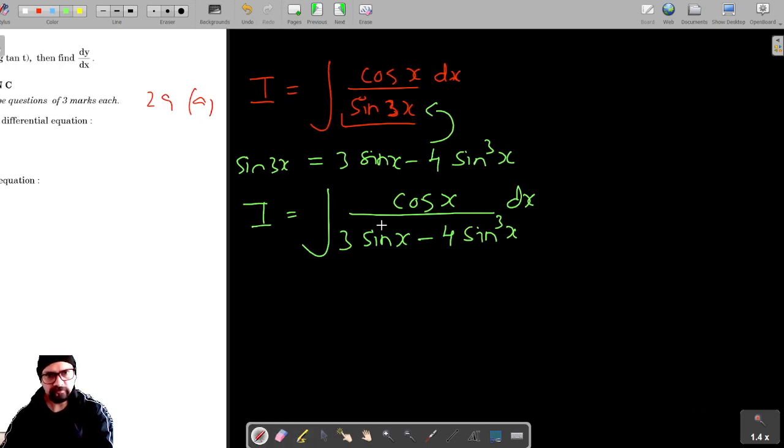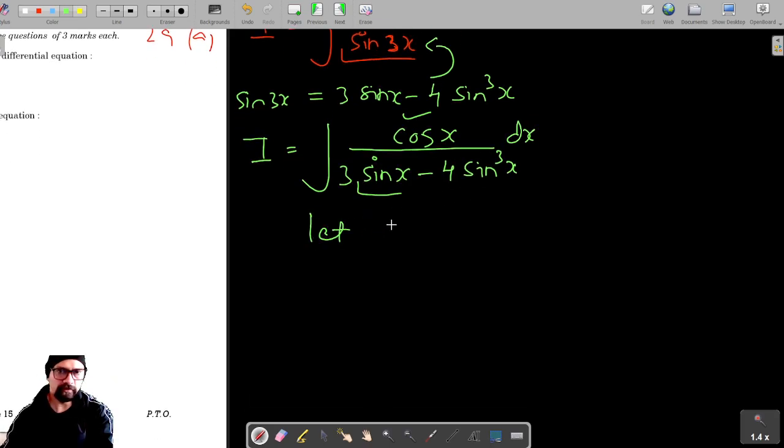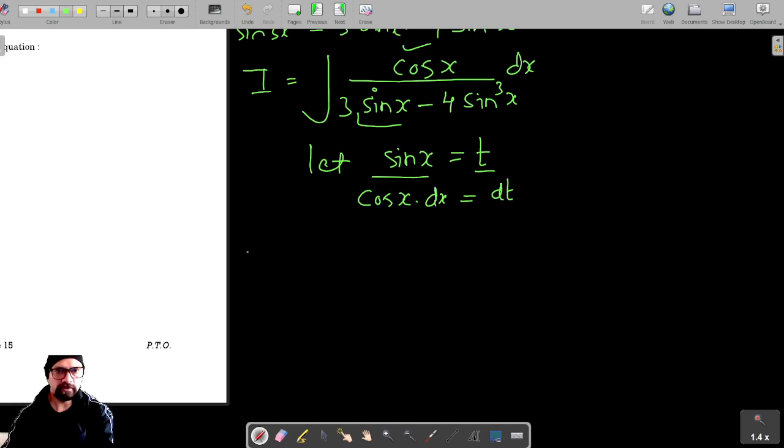Okay, now it's ready for the substitution because we know the differentiation of sine is cos. So let's substitute sine x equal to t, and differentiation of sine x is cos x. Differentiation of x is dx by dt. I am going to write dx here and shift dt to that side. Differentiation of t is 1. So let's make the substitution and get our integral in terms of t. So cos x into dx is dt.